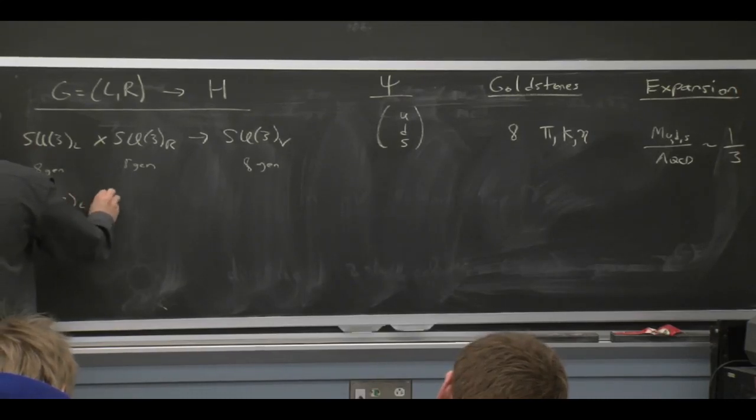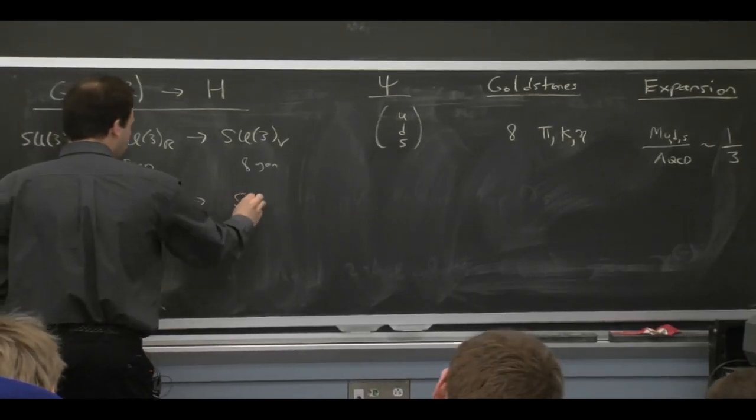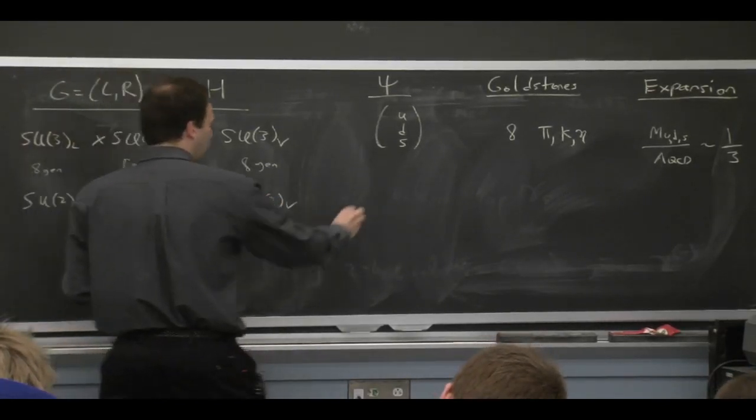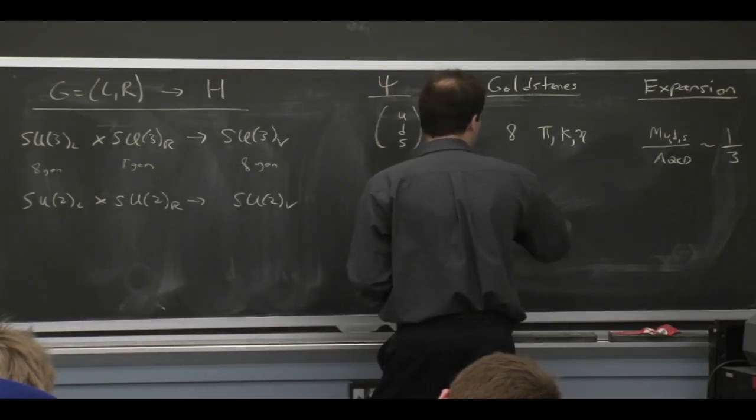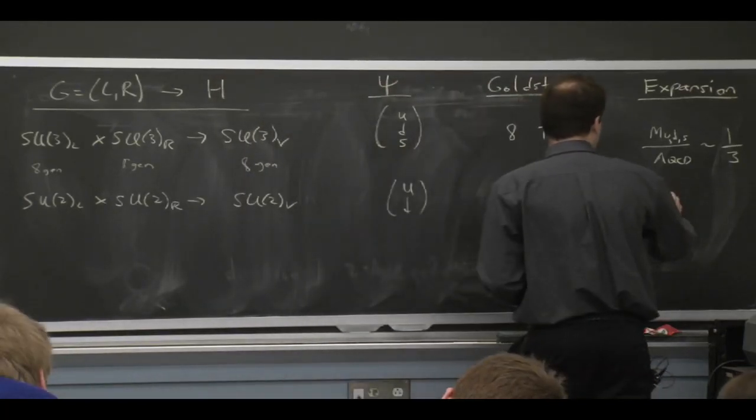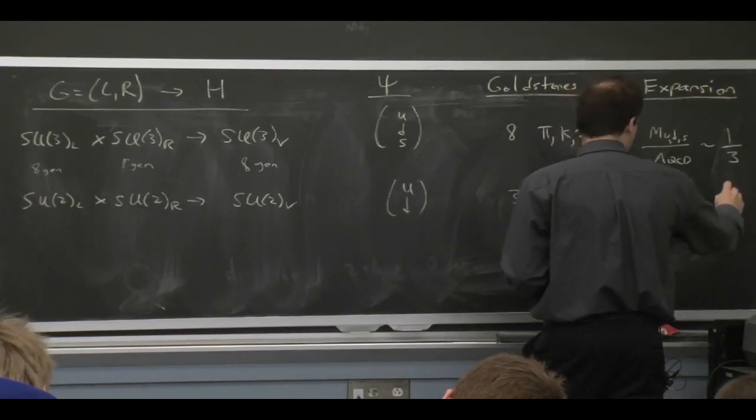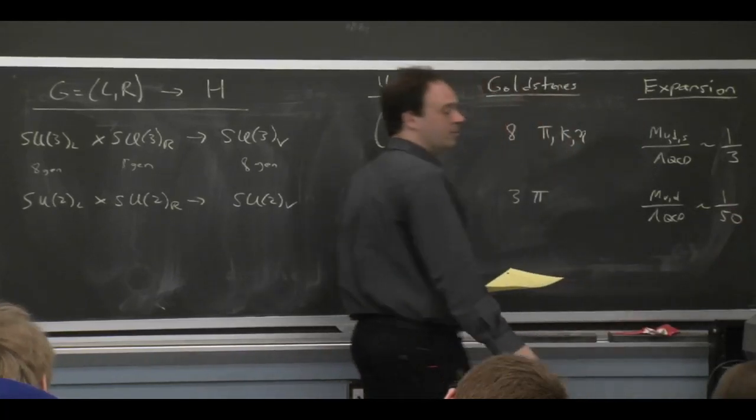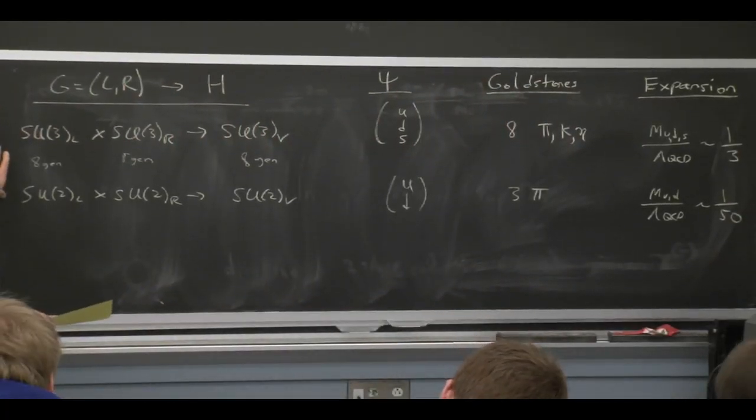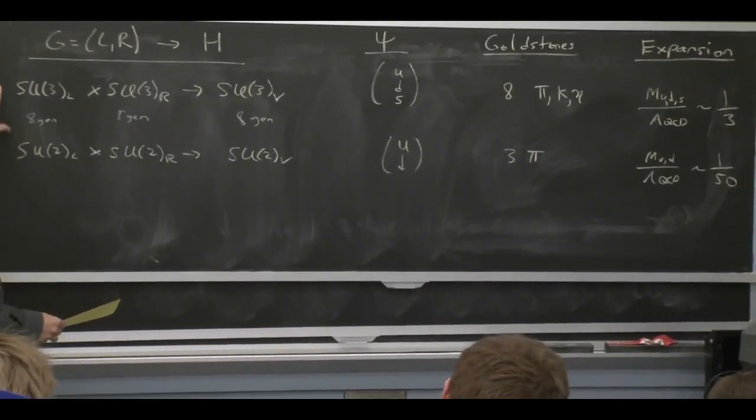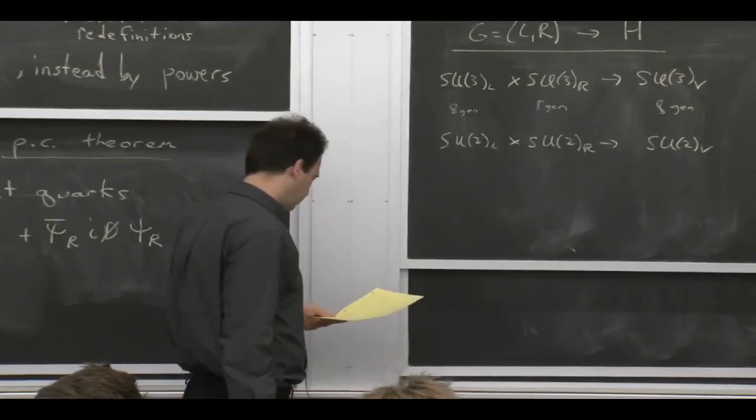You could do better, but make less predictions, if you just considered SU(2) and just made the up and down light. Then you just have the pions, and then you just have m_u and m_d over Lambda QCD, which is more like a 50th. Okay, so a much better expansion. But then you can't do kaon physics with this, because the kaon's not part of the effective theory in that case.